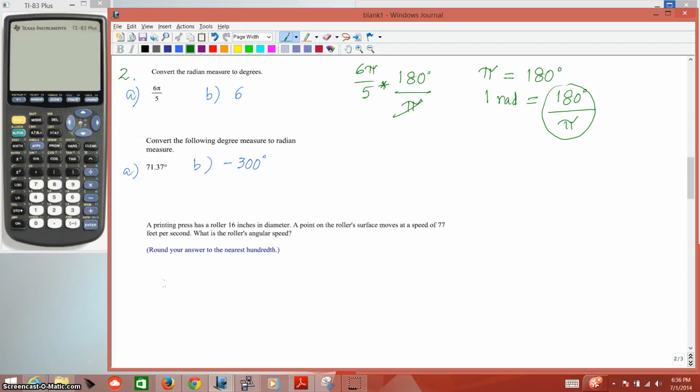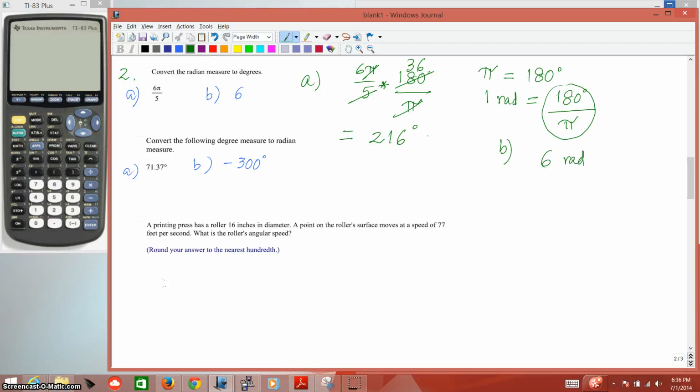And now pi got cancelled, and if you just simplify these quantities, it comes out to be 36, and 36 times 6 comes out to be 216 degrees. So that's pretty simple. That's for part A. For part B, notice I'm given 6 radians.